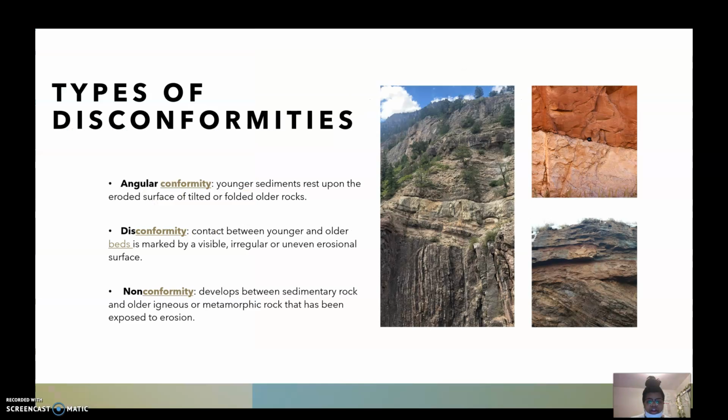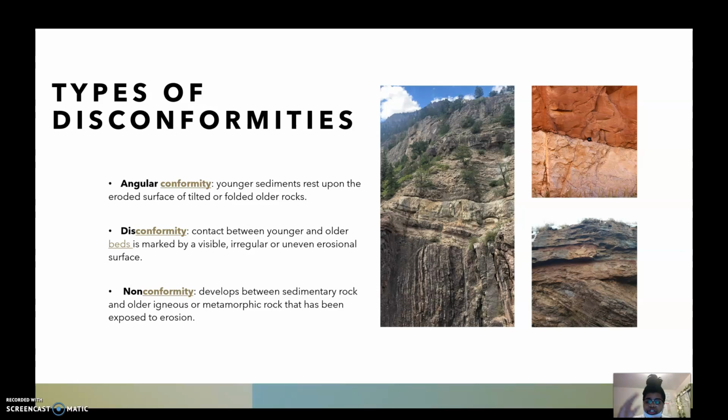And there are three types that I did want to look at, which are the angular unconformity. Sorry, the pictures are a little mixed up, but on the right hand side at the bottom is the angular unconformity, which is where younger sediments rest upon the eroded surface of tilted or folded older rocks. So in that picture, you can see some rocks are going up and then the ones on top are straight.